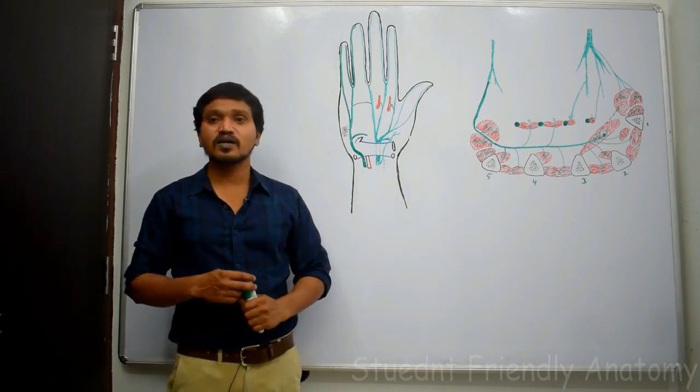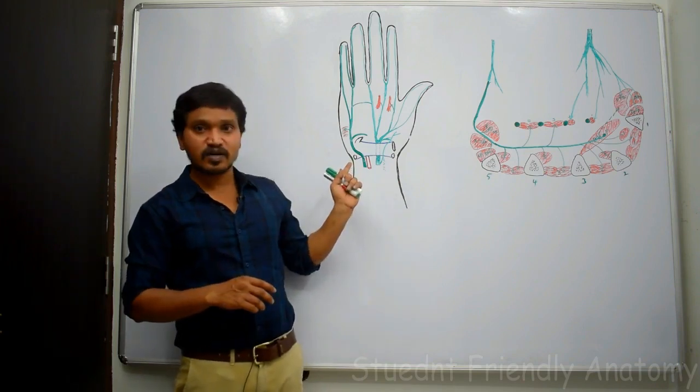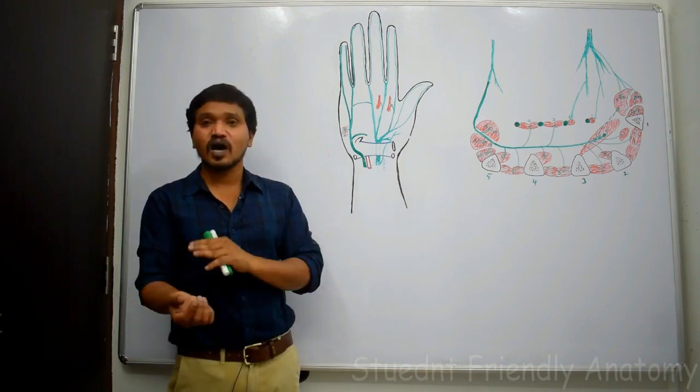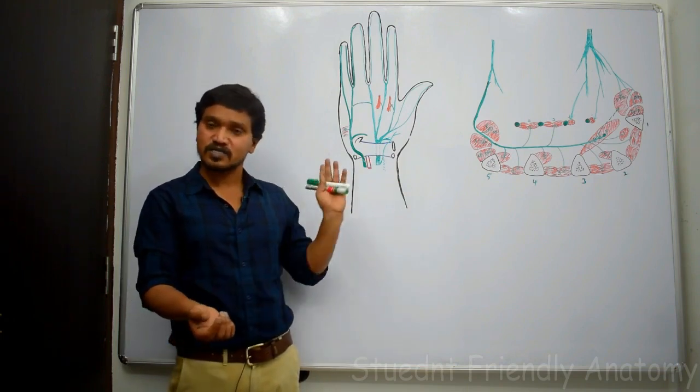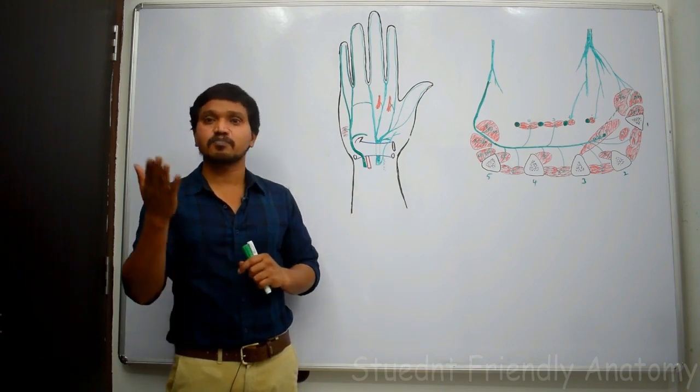So that's why the ulnar nerve can also be called the musician's nerve. But the median nerve, what are we calling it? The laborer's nerve. Almost all anterior aspect of forearm muscles are supplied by the median nerve, right? And the median nerve we can also call the eye of the palm.